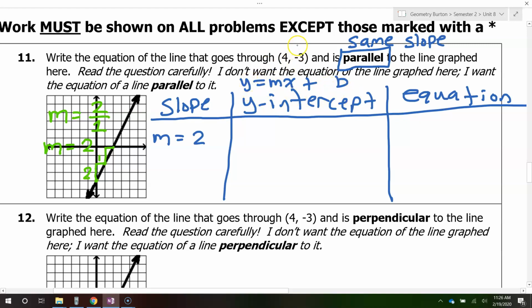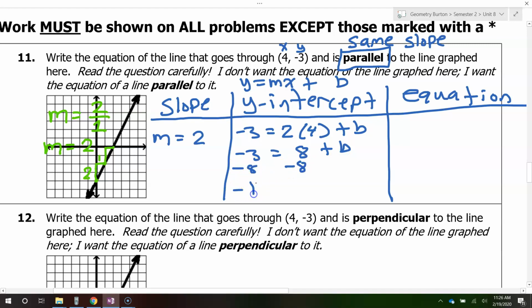So for the y, I can put in negative 3. For the m, that's the slope that we took from the graph. For the x, that's going to be 4. And then we can find the b. So that's going to be -3 is equal to 8 plus b. Subtract 8 from both sides. So that's going to be -11.